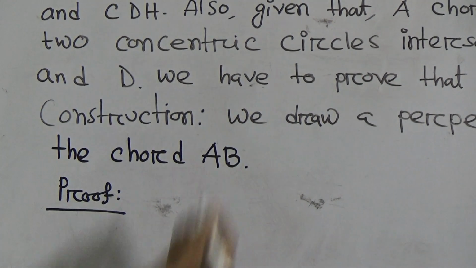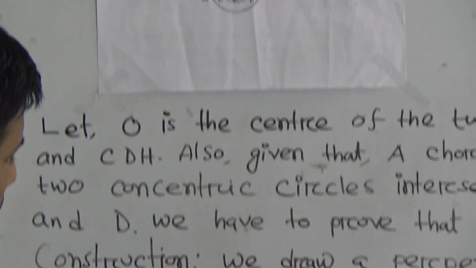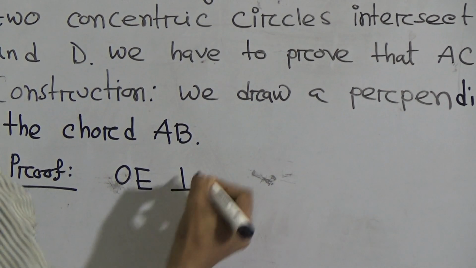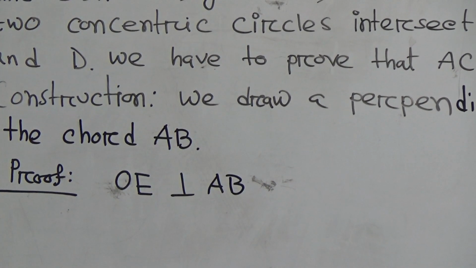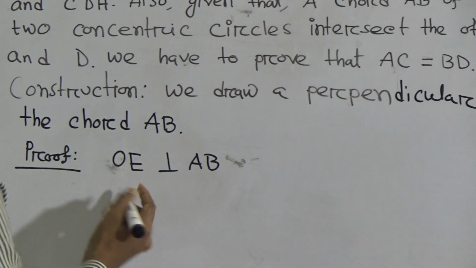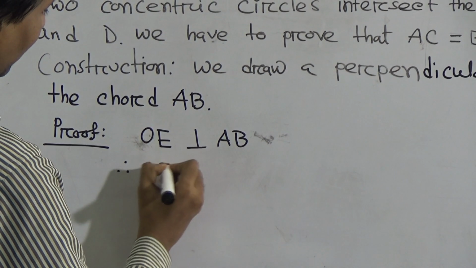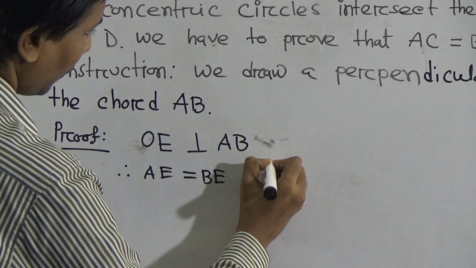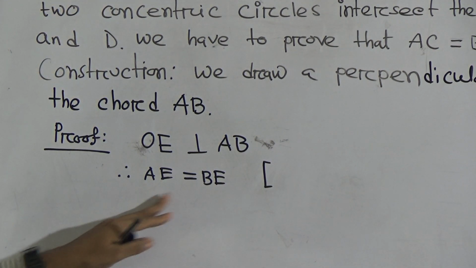Look, you see in the figure, OE is the perpendicular, right? OE is perpendicular on AB. As OE is perpendicular on AB, therefore we can say AE equal to BE. Okay. Now, why AE equal to BE?